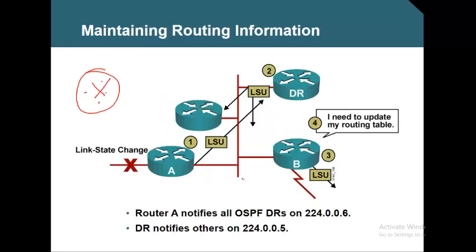You see, there is a link state change. There is a link down. Notification is sent to 6. Why? Because it wants to send only to DRs. And the notification is now distributed by the DRs using 5. Is it clear? So who uses what address is very important.